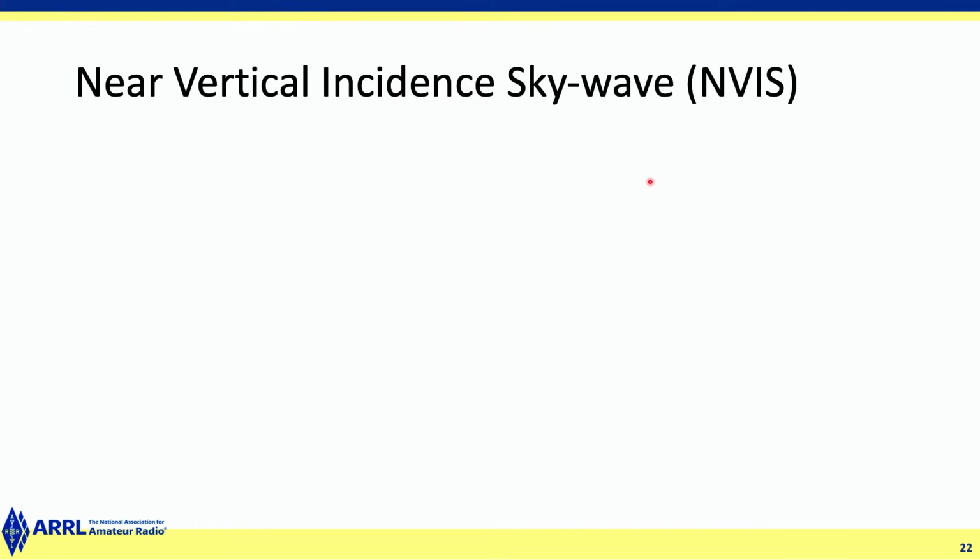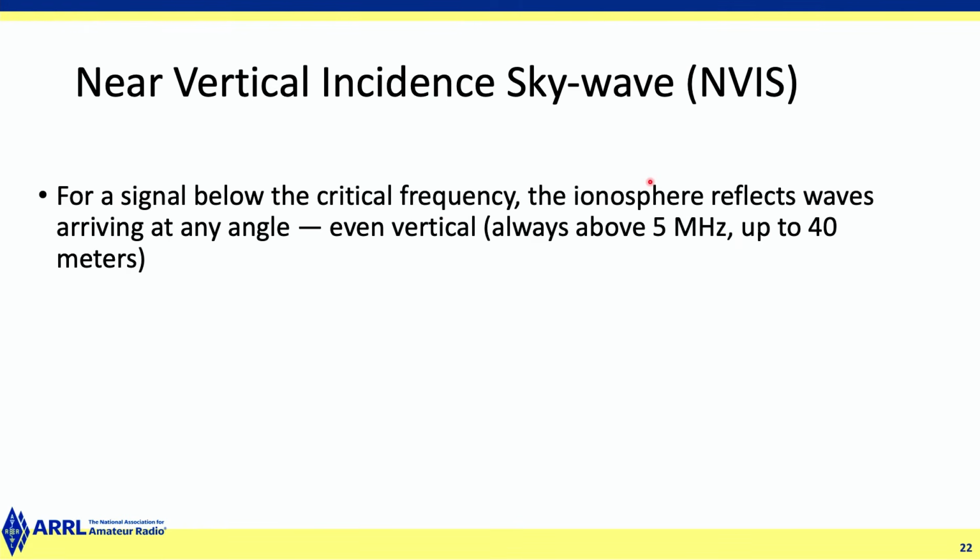Another thing we talked about earlier was NVIS, or near vertical incident skywave propagation, at signals below the critical frequency. Now remember, the critical frequency is the frequency at which if I shoot the signal straight up, it will be reflected down to Earth. So signals that I send vertically up will be reflected if they are below the critical frequency. Critical frequency is usually below 8 megahertz, somewhere between 5 and 8 megahertz.